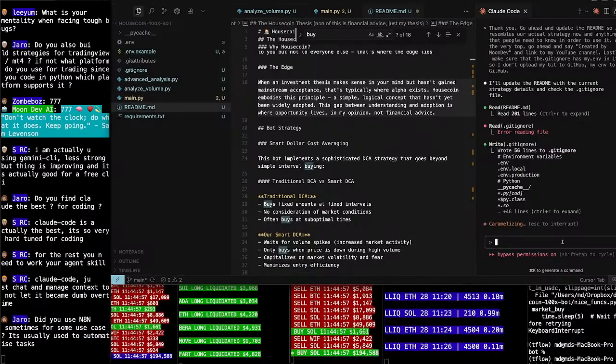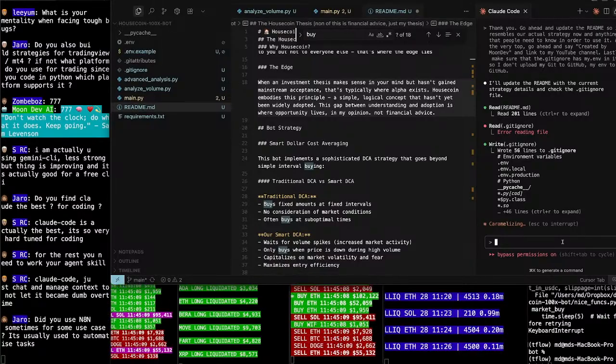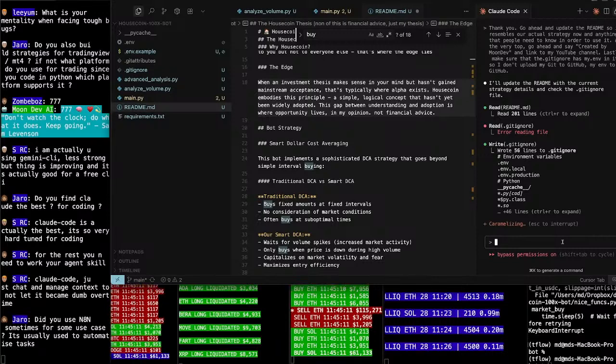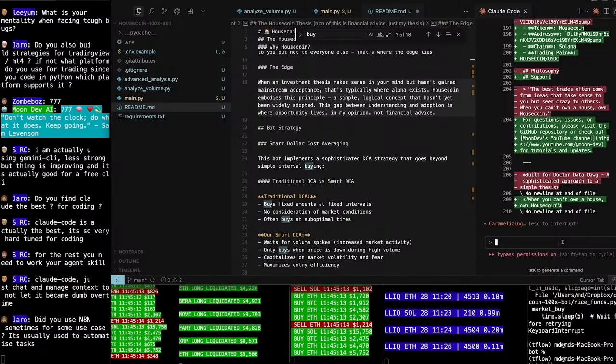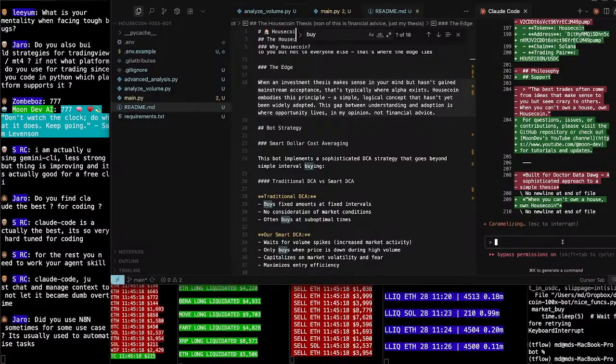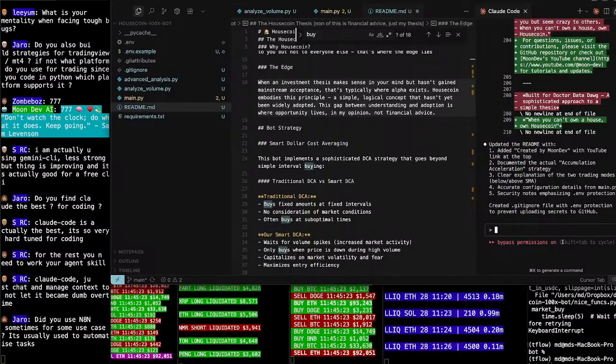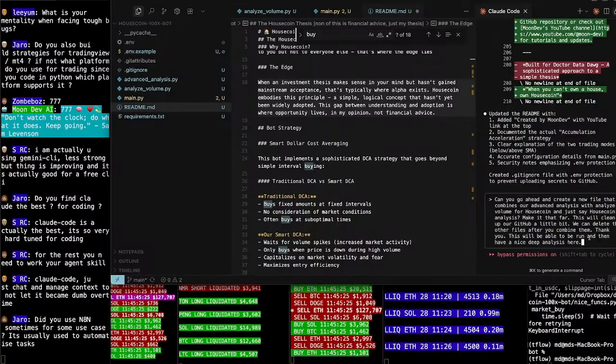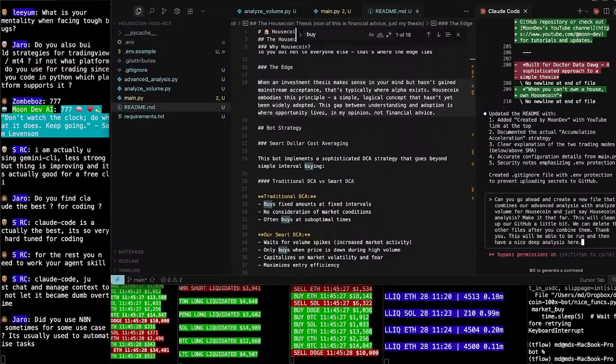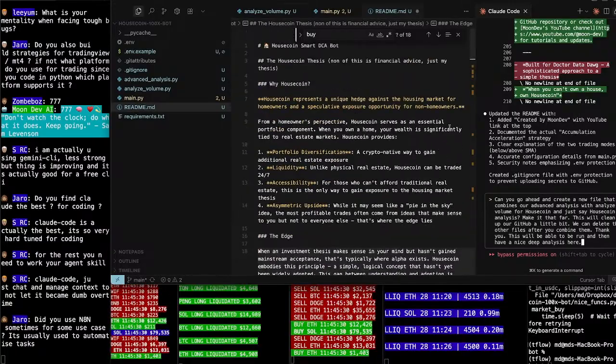Can you go ahead and create a new file that combines our advanced analysis with analyze volume for Housecoin and just say Housecoin analysis? Make it that file. So it'll be one file. This will clean up our GitHub a little bit. We can delete the other files after you combine them. This will be able to be run and then have a nice deep analysis here. And my bad, I never gave you the YouTube link. Here's the YouTube link, so you can go ahead and make that clickable at the top of the README.